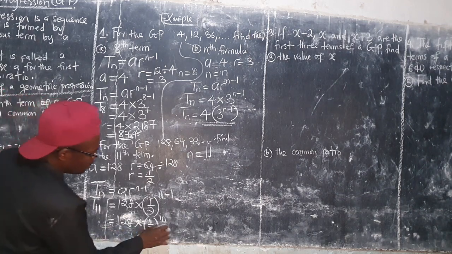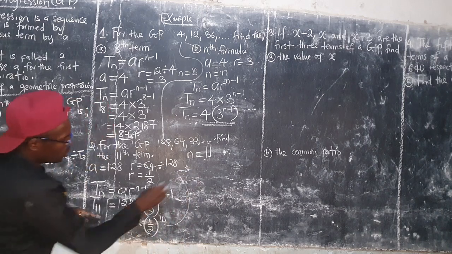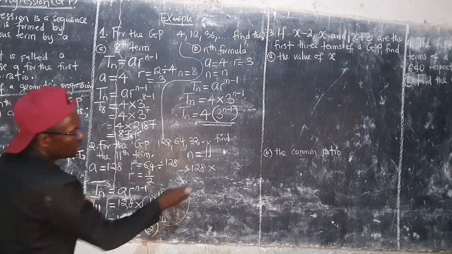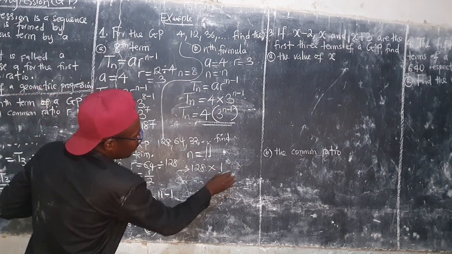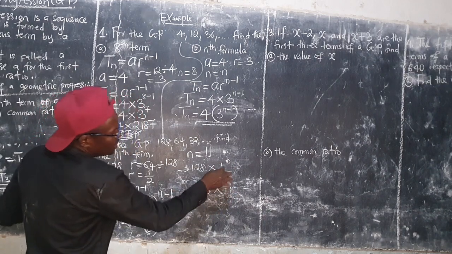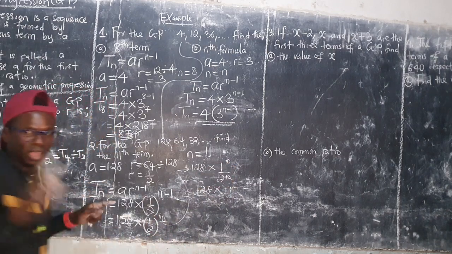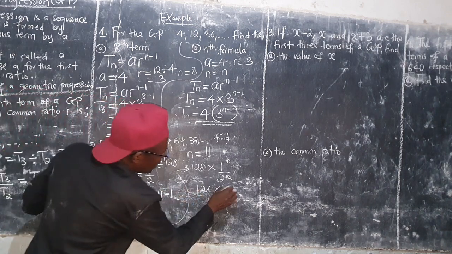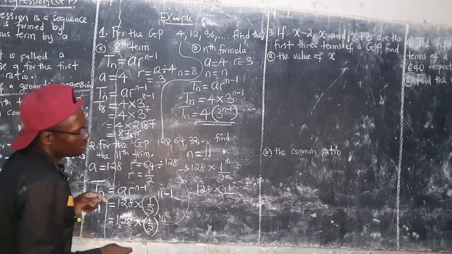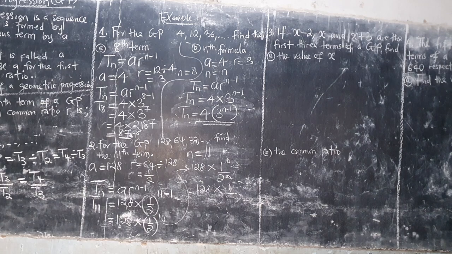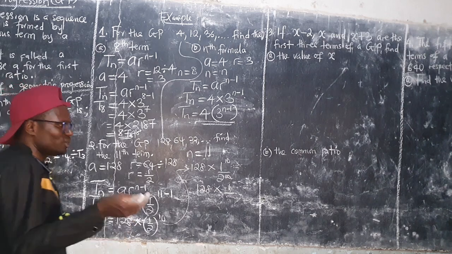So I continue with 128 times, distributing my indices, 1 to the power 10 over 2 to the power 10. What is 1 to the power 10? 1 times 1 times 1, ten times. What is that? 1. Very good. So we have 1 over 2 to the power 10. We can find it: it is 2 times 2 times 2, ten times, which is 1024.